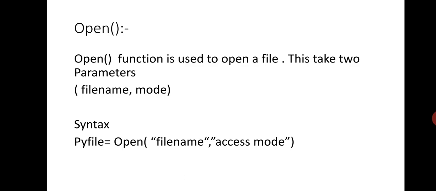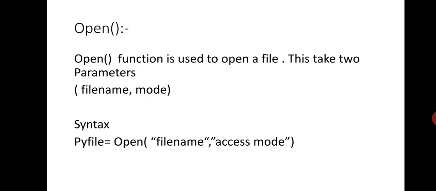This is the first function. Open is the first function, used to open a file. This is a built-in function defined by the Python programming language. It takes two parameters, file name and mode. File name means the file which you want to open. The second one is mode, that means in which mode you are going to open the file. There are several modes, which we will see in the next slide.